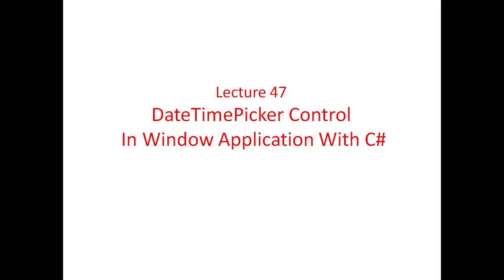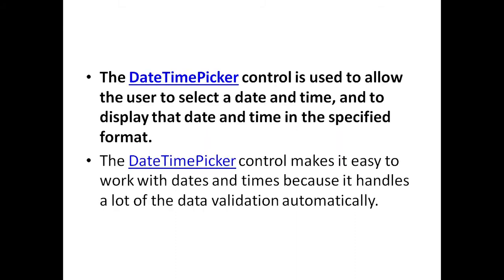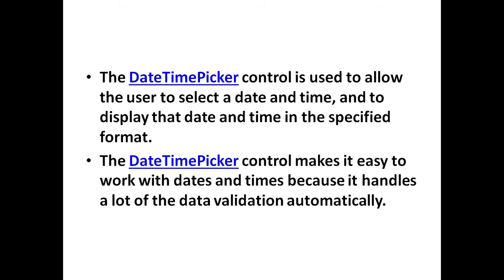Here we will see the date time picker control in a Windows application. The date time picker control is used to allow the user to select a date and time and to display that date and time in the specified format. The date time picker control makes it easy to work with dates and times because it handles a lot of data validation automatically.